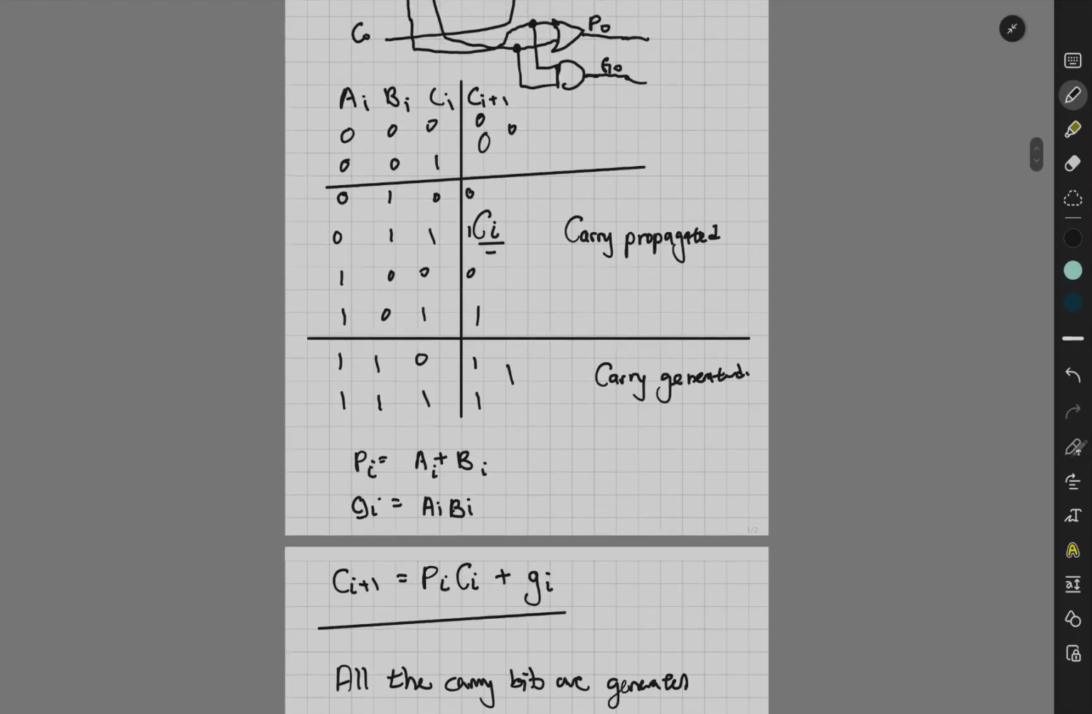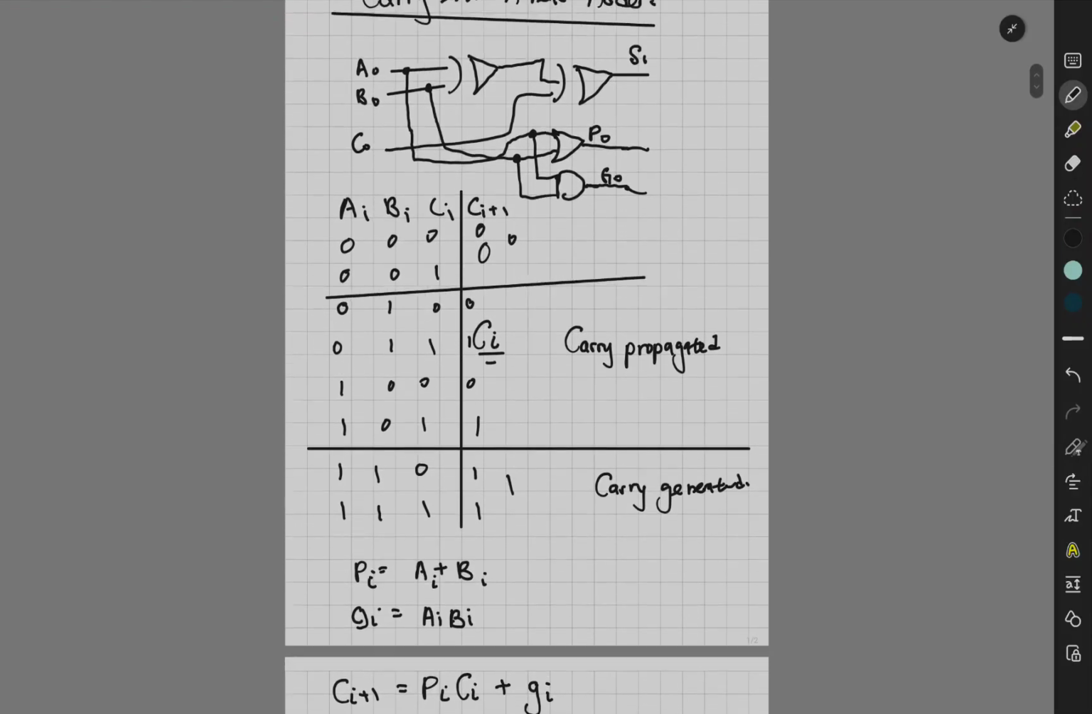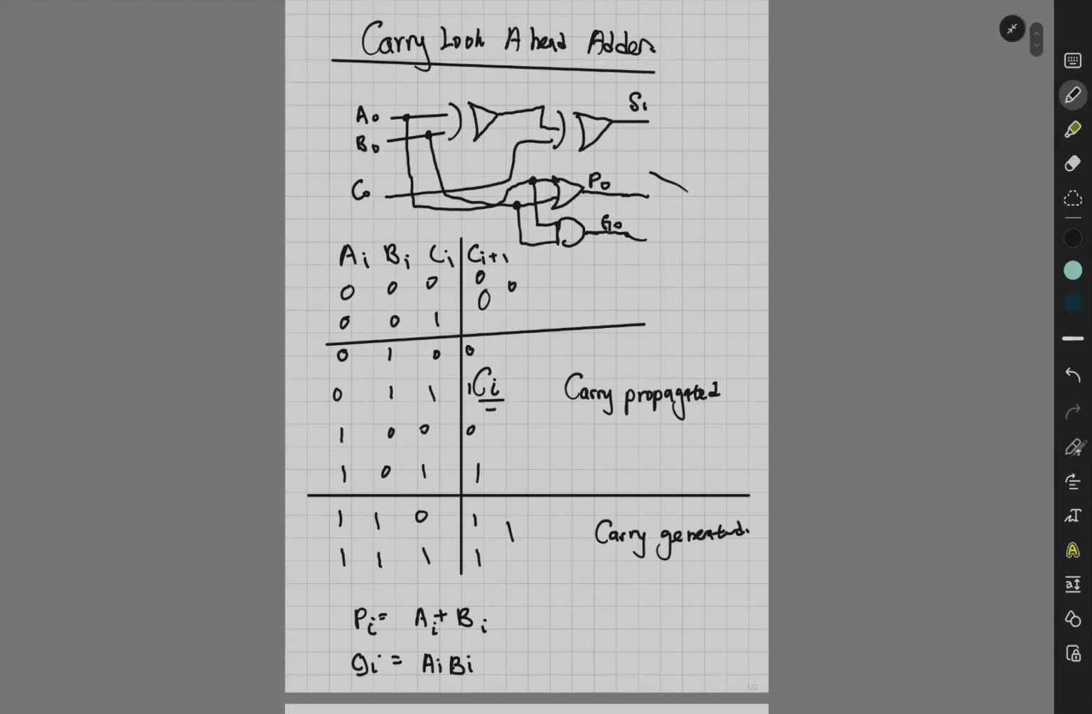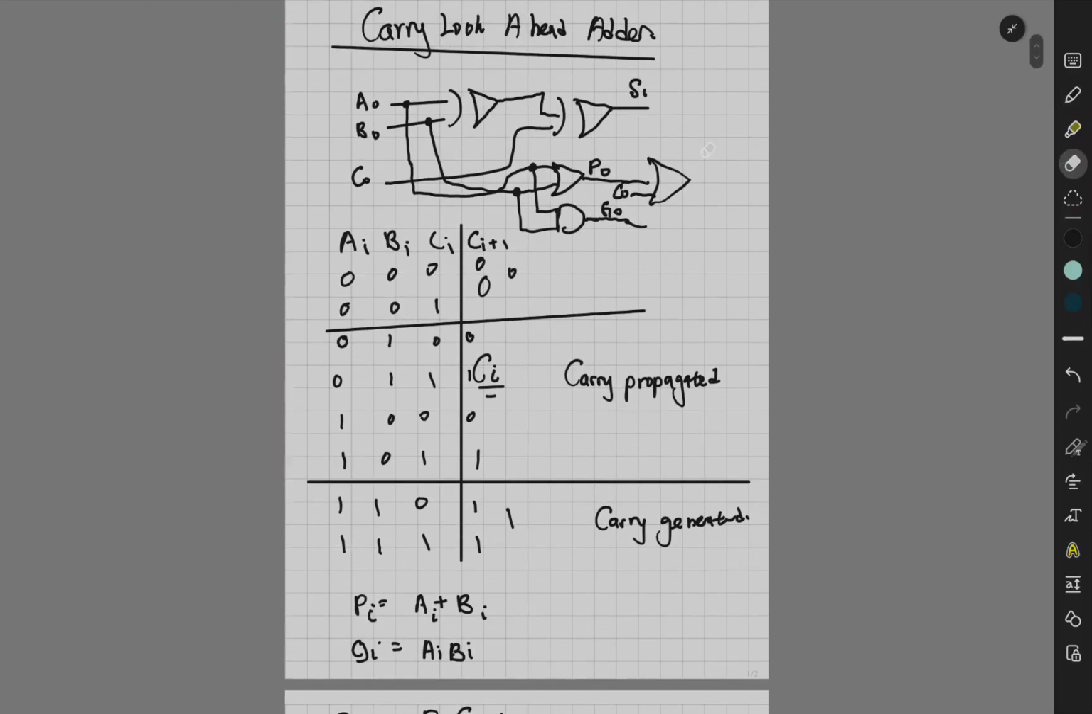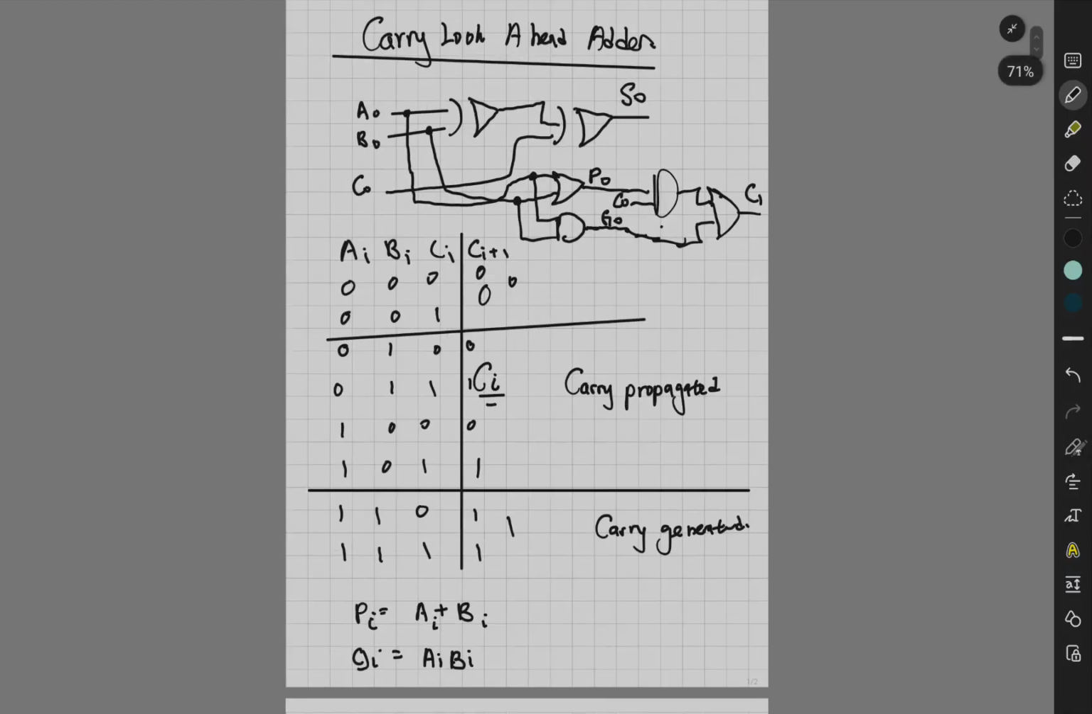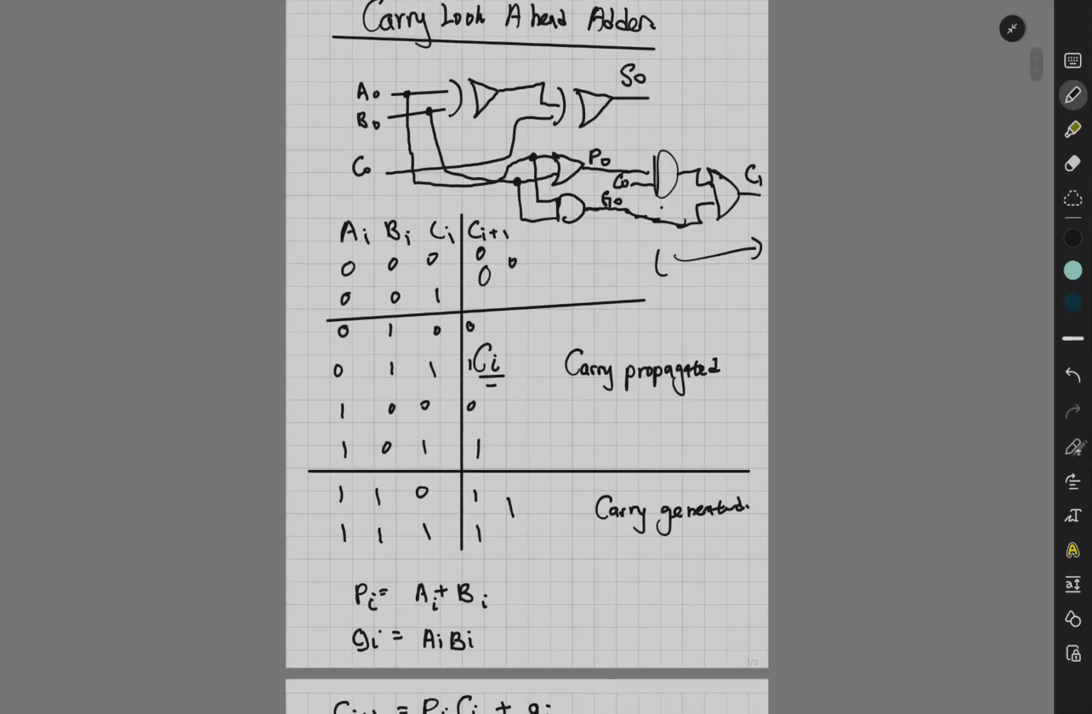Okay, so P0 has an AND gate with C0, sorry, an AND gate, and G has an OR gate with this. So the output is C1. The C1 will be connected to S1. It depends on how many bits you want, so this is connected continuously. This is a continuous circuit.